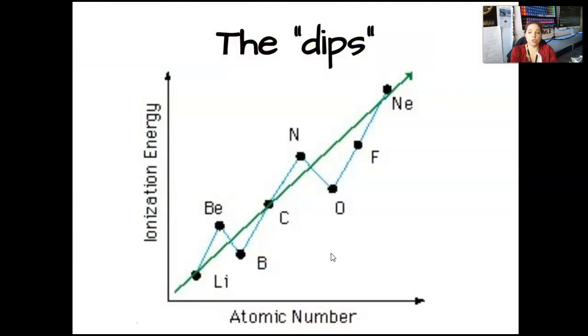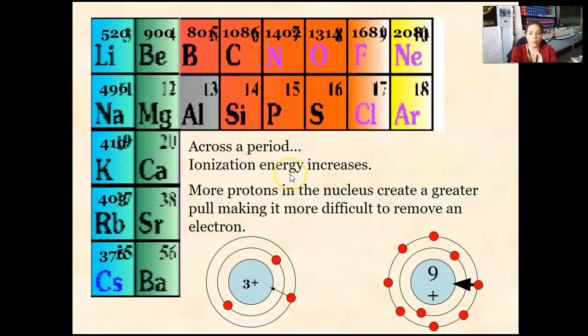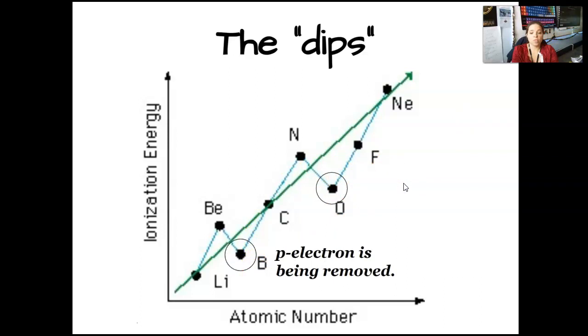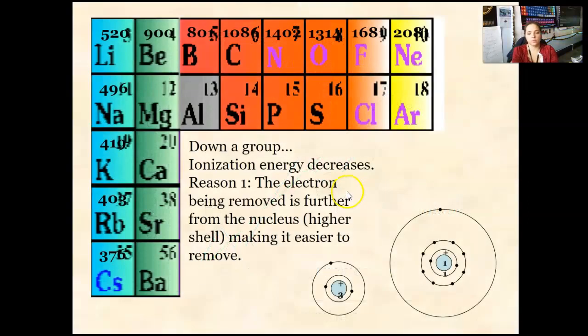And then there are dips, just like you saw right here. There's a dip with boron. So lithium increases, boron goes a little bit down, it increases, it goes down a little bit, it increases again. The dips are boron and oxygen, because for boron the p electron is being removed, and for oxygen a paired electron is being removed. Because that electron is by itself, it's not as hard to get rid of.